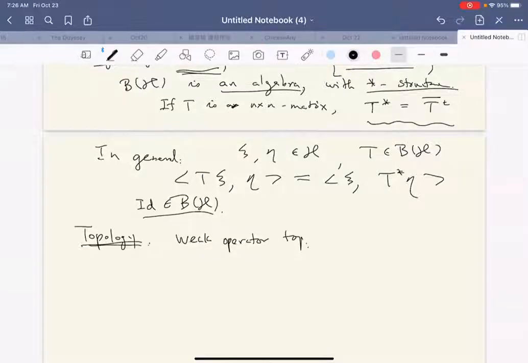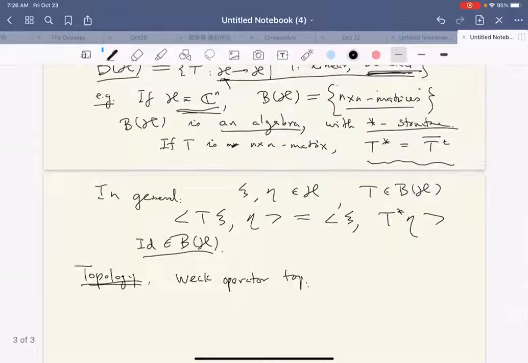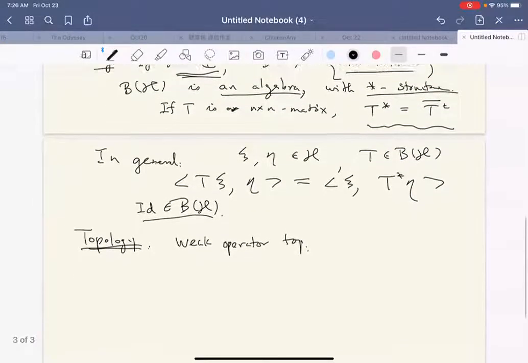Yes, and of course, this is why the infinite dimensional world is interesting, because all these topologies are different. If you restrict to a finite dimensional Hilbert space, all these topologies would coincide.